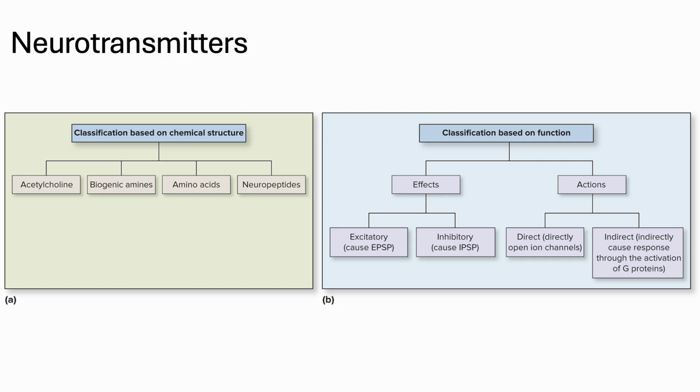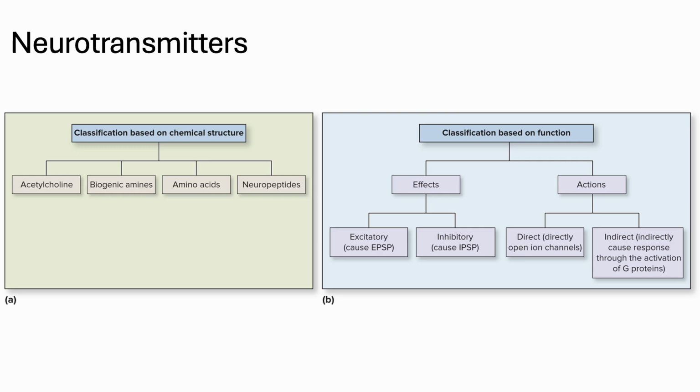We can classify neurotransmitters based on their chemical structure, what their structure looks like, and then we can also classify them based on their function. Over here on the left side we have a classification based on their chemical structure. We're going to look at acetylcholine in the next slide, specifically its action. We'll talk about it more and more as we go through the nervous system. So that has a category of its own.